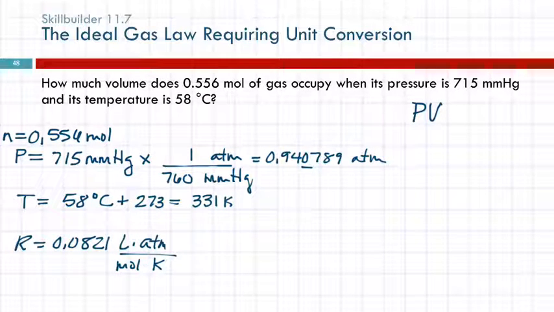So we've got PV equals nRT. We're trying to find the volume.